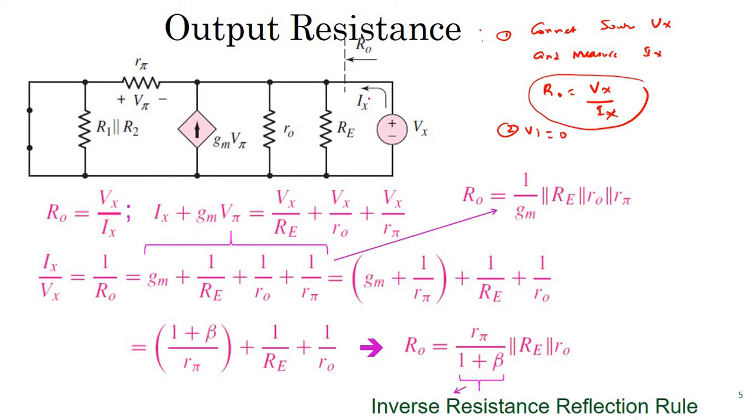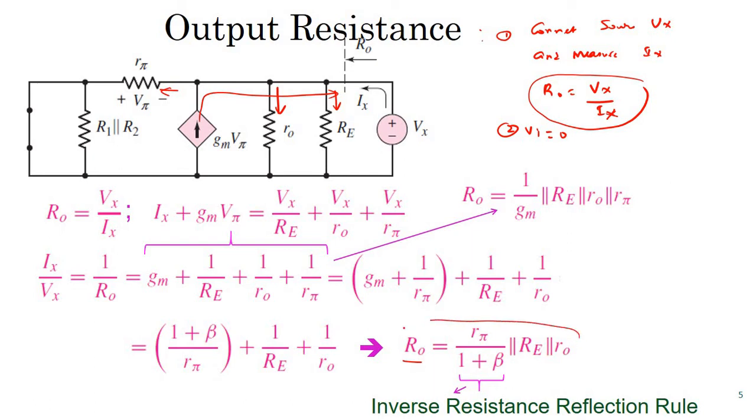So apply KCL here. You have to apply KCL at the emitter terminal. So Ix plus Gm into Vx, these are the currents which are entering, and these are the currents which are leaving in this node. So all these have been included, and you will end up getting R naught is equal to R pi divided by 1 plus beta, parallel Re, parallel R naught. It is the same as your common base amplifier input impedance.